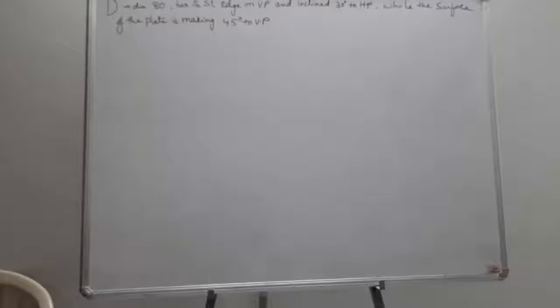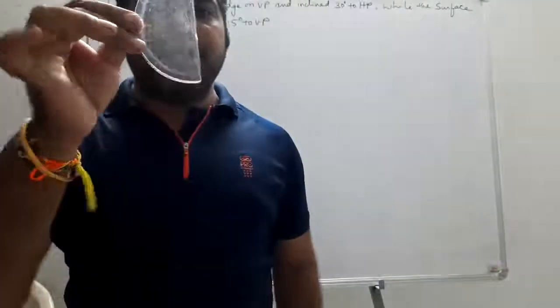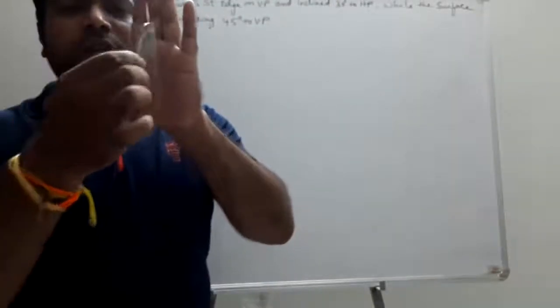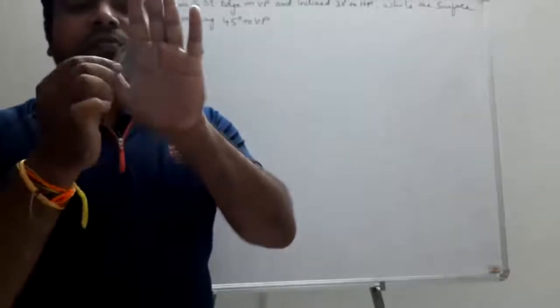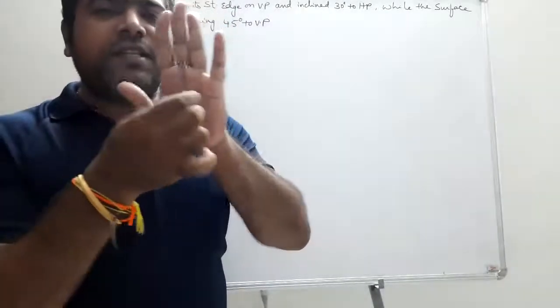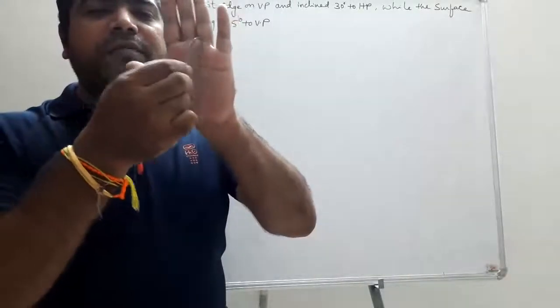Students, have you understood the problem? Given a semicircular plate of diameter 80 with its straight edge on VP. If the edge is on VP, its surface has to make an inclination with VP. So first of all, what do we have to consider? Surface inclination only.